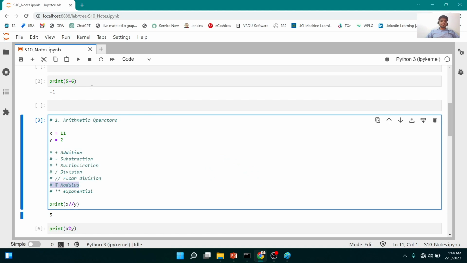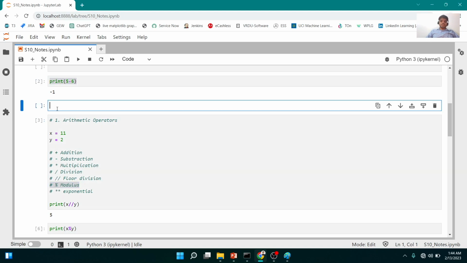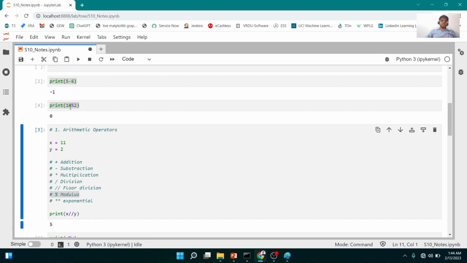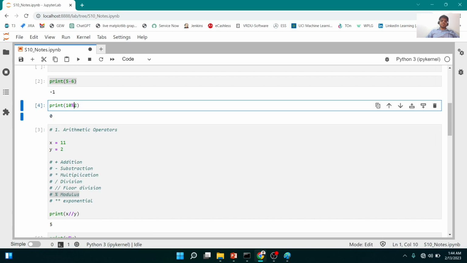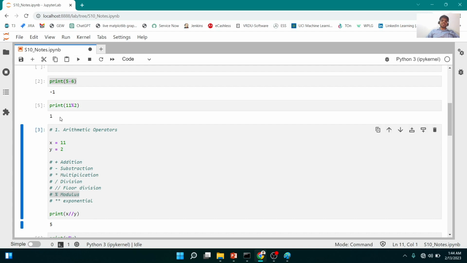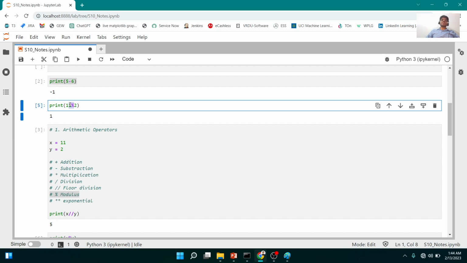Let's see here. Let me write here print, say 10 modulus 2. What's going to happen is you get the answer as 0. But if I'm doing 11 modulus 2, you're going to get the answer as 1. Why? Because the modulus sign always gives you the remainder, and that's why you're getting this answer.